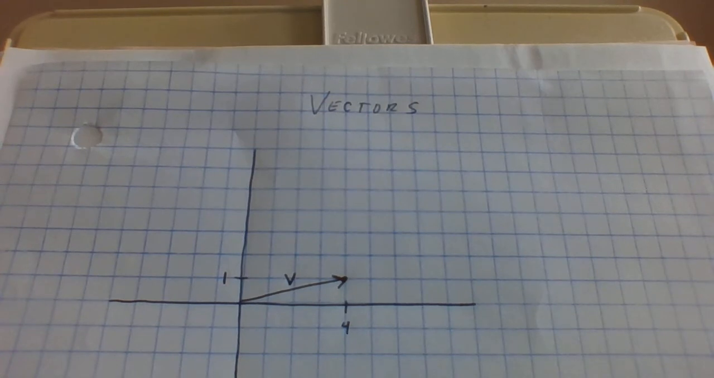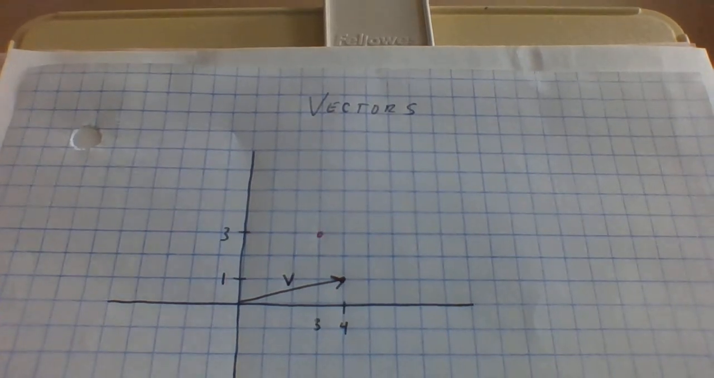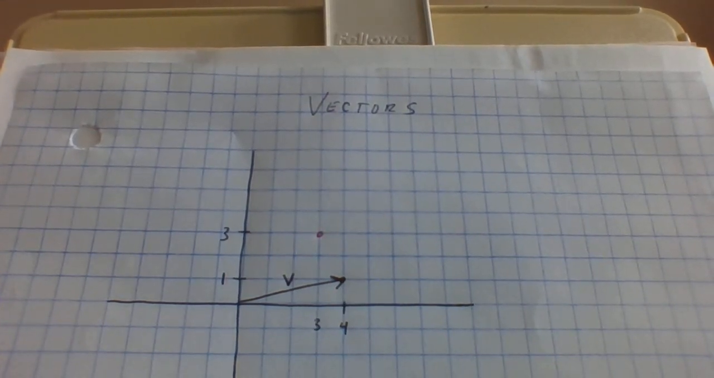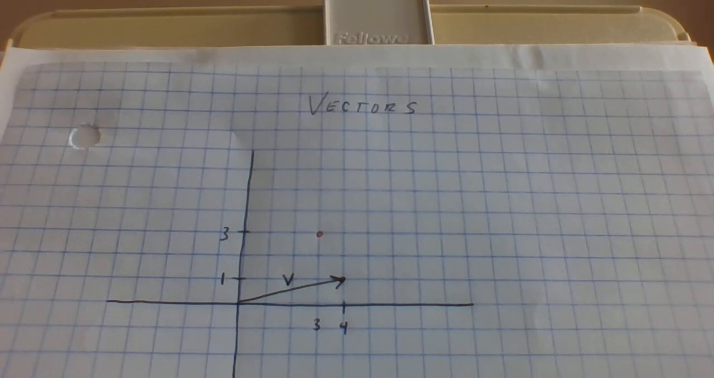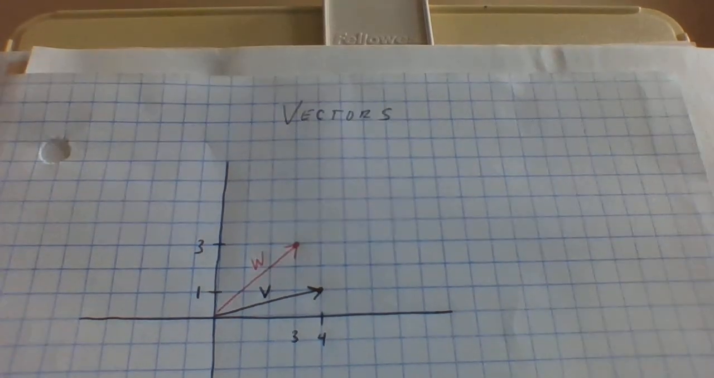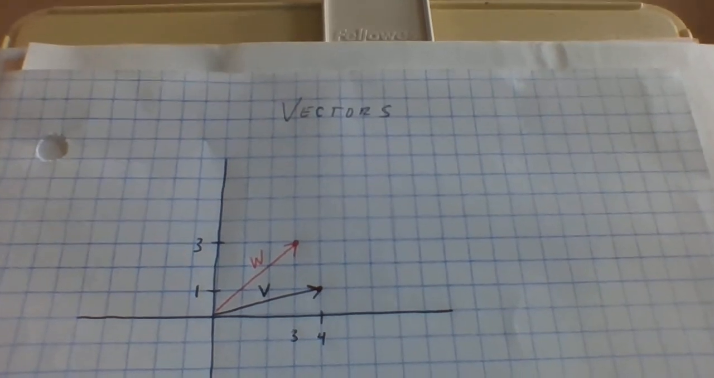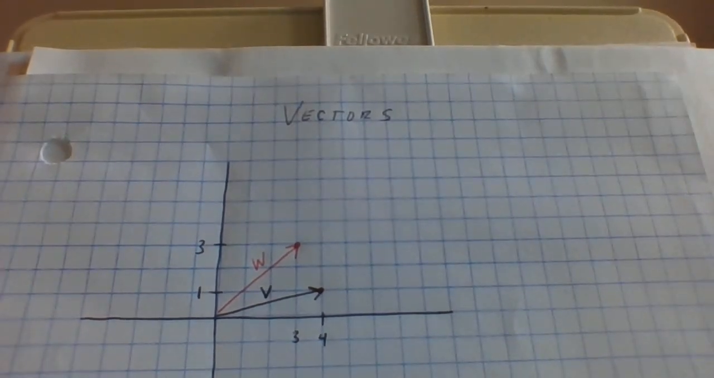Let's go ahead and do the same thing for the other vector, which was w, and the vector ⟨3, 3⟩. I'm going to go ahead and draw this one in red. So the first thing I did was plot my point (3, 3). Now let's go ahead and draw the vector. I'm going to draw this one in red too. Notice when I draw this vector, it ends at the point (3, 3).